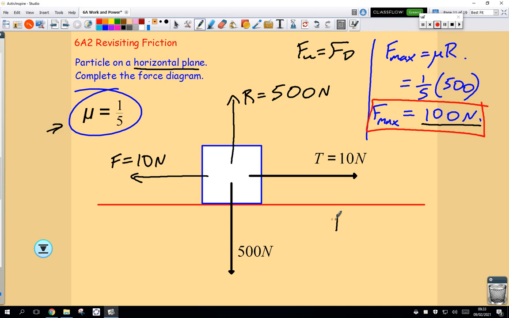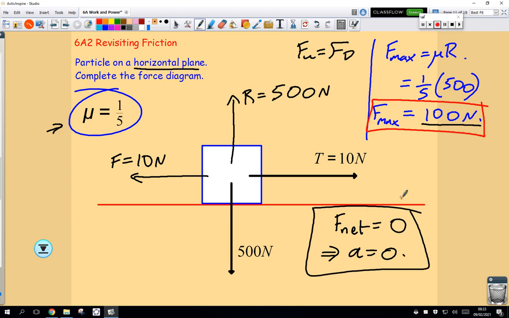So no net force, that means there's no acceleration. So this object is not going to accelerate at all. Okay. Note the friction. This is something I see correcting work quite often. People will just go and stick in 100 newtons there.